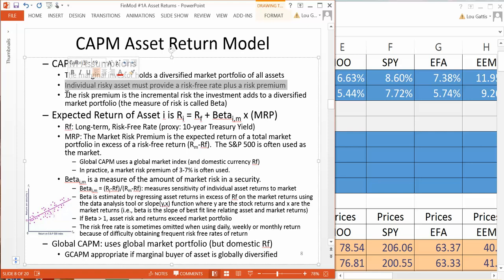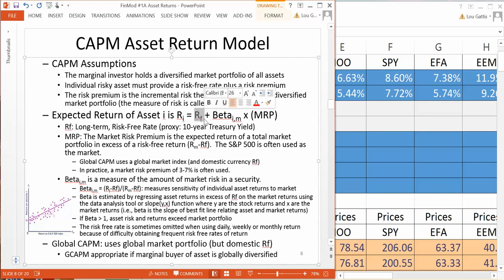And then once I have a measure for that, I need to get the average compensation for taking on market risk. We'll call that the market risk premium. So the CAPM formula is the return of any individual asset i, the expected or required return of, say, IBM, is at least the risk-free rate, because I wouldn't hold a risky asset if it didn't give me the risk-free rate of return.